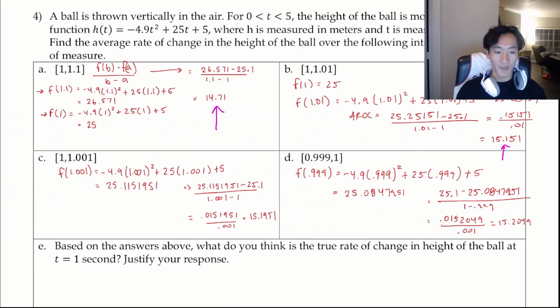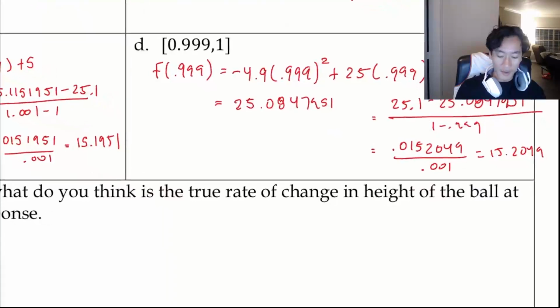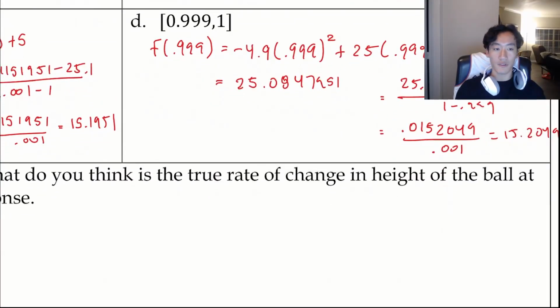And so that's what part E is asking us, right? Based on the answers above, what do you think is the true rate of change in the height of the ball at t equals 1 second? So we've done all this extra work, seeing what happens prior to 1 second and what happens after 1 second with very little difference in our intervals, right? Not much change. And you can see as we hone in on 1 second from both sides that these last two answers are the best ones to use to really interpret this.